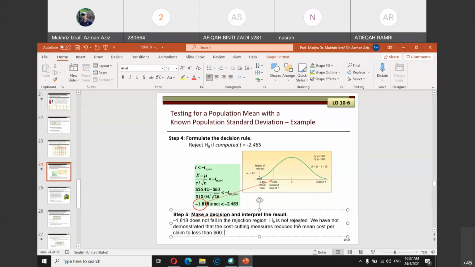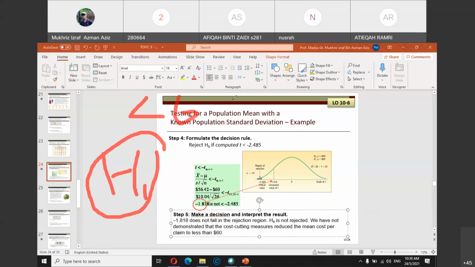Because you cannot reject, sentence number 3, again you must refer to H1. So what does your H1 mean? It says you want to test that the mean is less than 60. Because H0 is not rejected, we have not demonstrated. These are different ways to write the sentence. We have not demonstrated that the mean actually is less than 60.